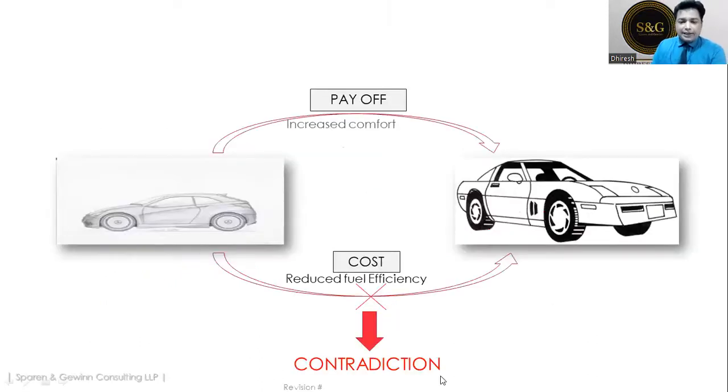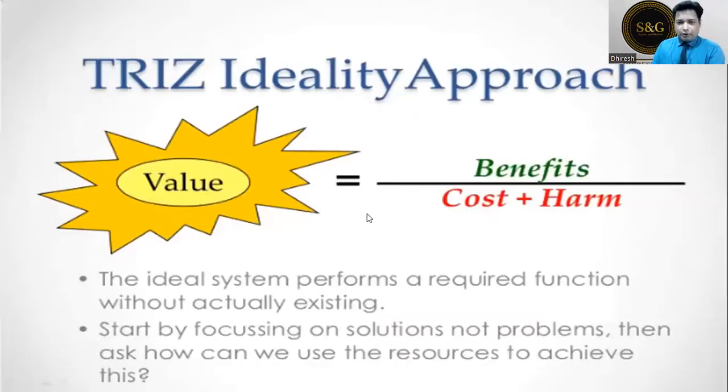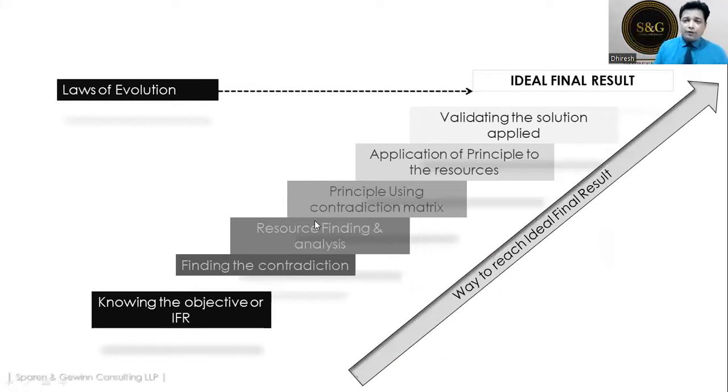Now we have seen that this is the payoff: increasing the comfort at the cost of higher fuel efficiency. That's a contradiction. This is just an example of this. Now look at this. These are the steps by which we actually find the result. The first step, the bottom level of this entire staircase, is knowing the objective, or IFR. IFR is ideal final result. So knowing the objective. We have to be very clear about what we want to achieve. What is the intention of doing this? What is the end in mind? That should be very clear. So this is the first step.